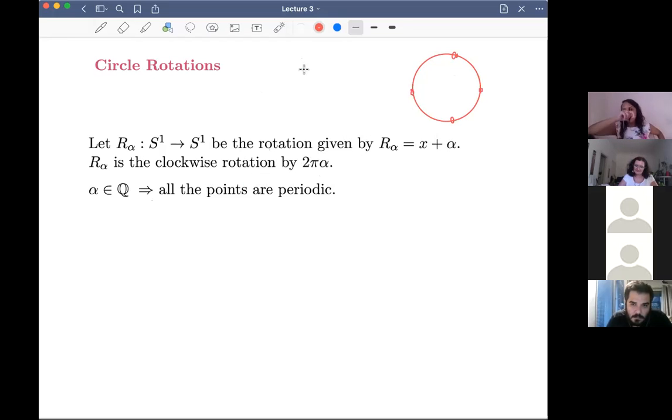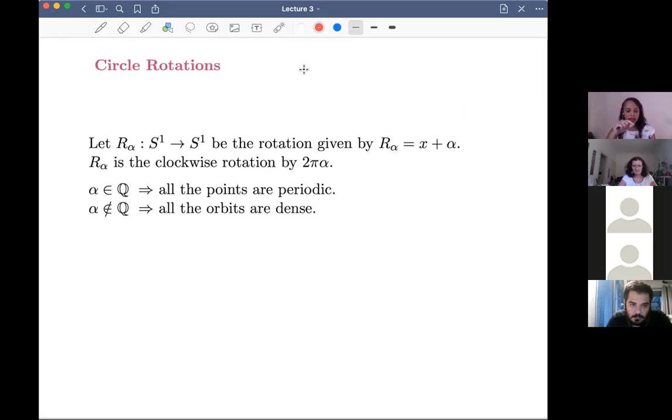They return, and all the orbits are finite. It's very simple dynamics if alpha is rational. But if alpha is irrational, then it's completely the opposite. Then all the orbits are dense.